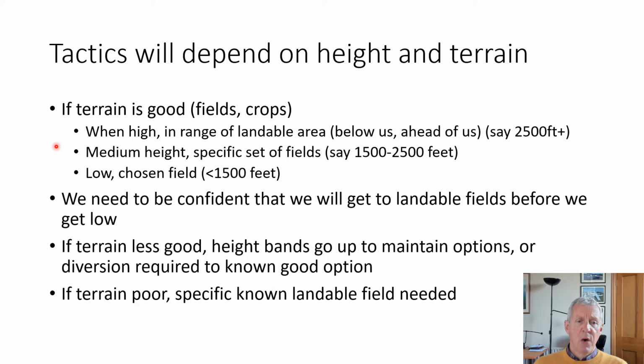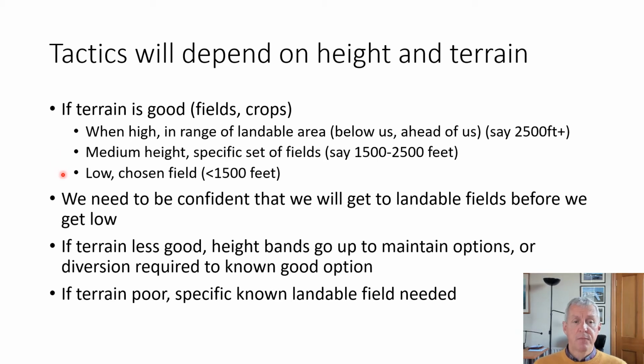We get a bit lower, let's call it medium height, and we're going to want to know that there are a specific set of fields that we can see. So between 1,500 and 2,500 feet, say. I need to be able to look ahead and say, yep, I can see a landable area ahead before I progress. And I have in the past, when the crops haven't been so good, looked ahead, been unable to see landable areas, and then turned 90 degrees to a known good landing place.